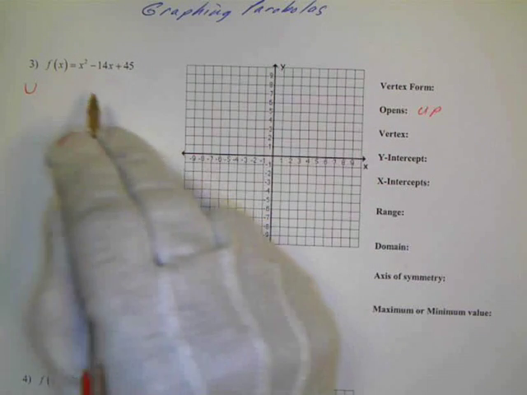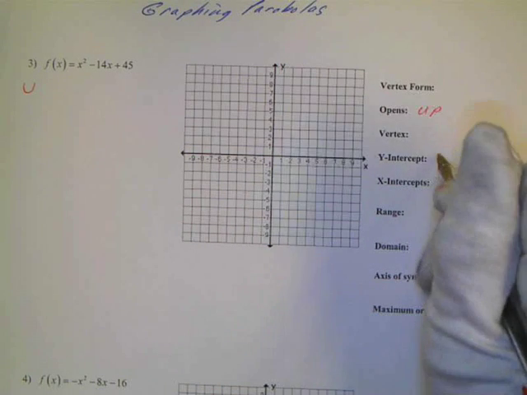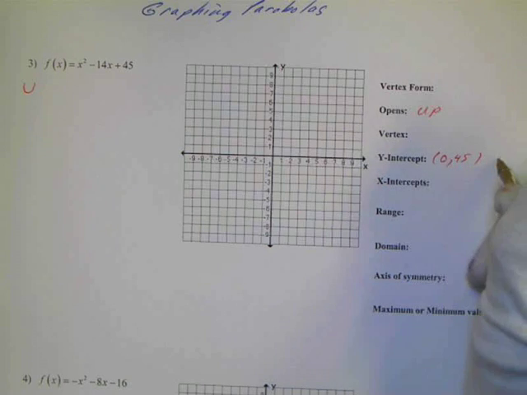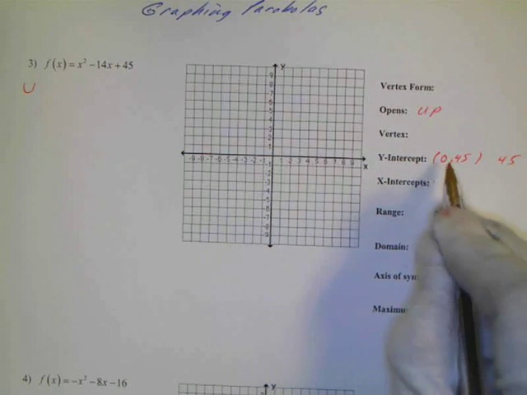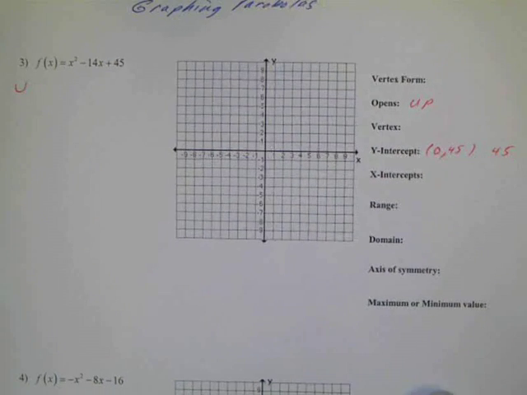The y-intercept is easy to see. If we put x equals 0, we get just 45. So the y-intercept will be the point (0, 45), or just 45 for the intercept. But that's at the point when x is 0, so it's going to be way up here. Probably won't be able to graph that one.